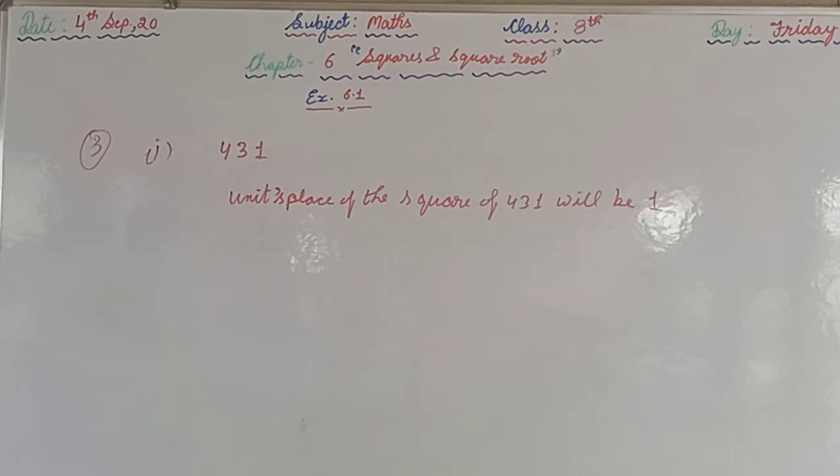In the second, the units place is 6, so 6 into 6 is 36, the units place will be 6, that will be even. In the third, 9 is there, so 9 into 9 is 81, so 1 will be the units place, so that will be odd. In the last one, 4 is there, 4 into 4 is 16, so 6 will be the units place, so that will be even. So like this we are supposed to do. 4th, 5th, 6th, you are supposed to observe the pattern, and first of all you are supposed to try by yourself. Now we will discuss question number 7.